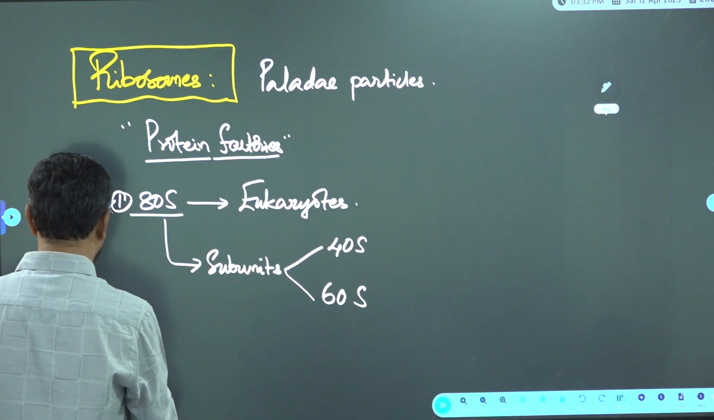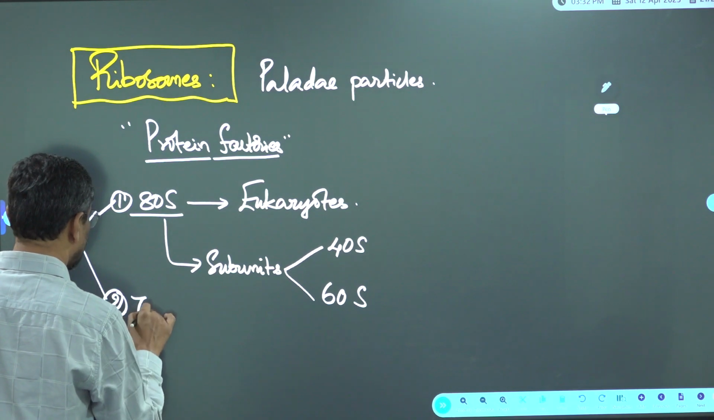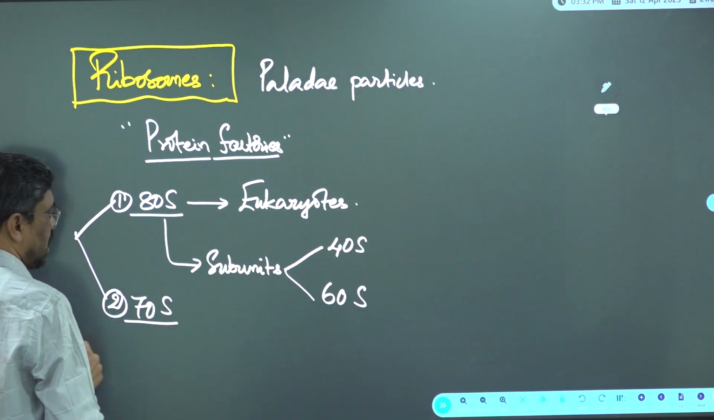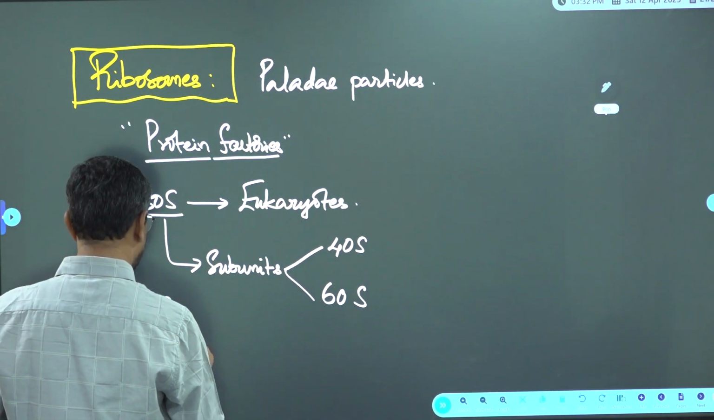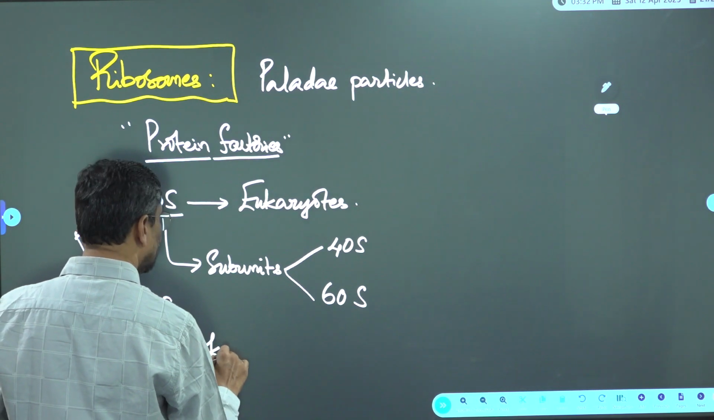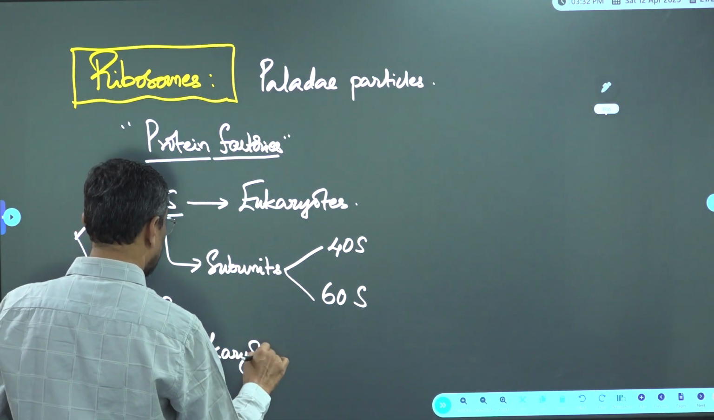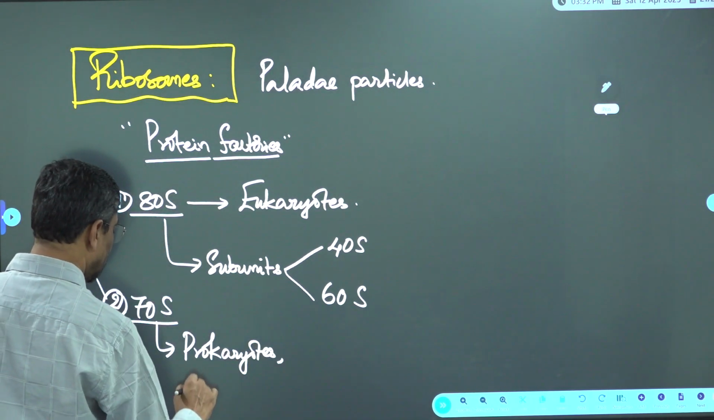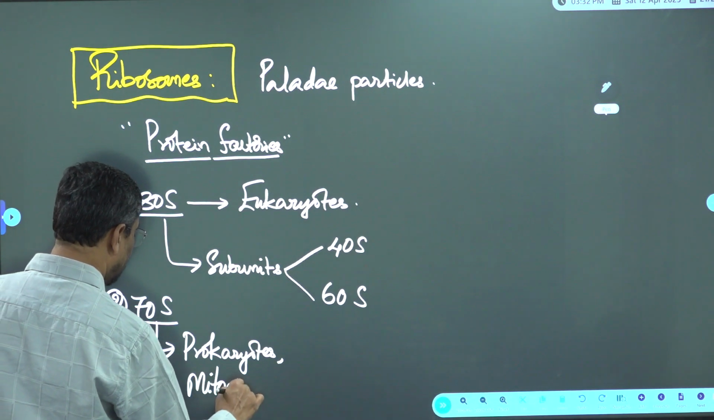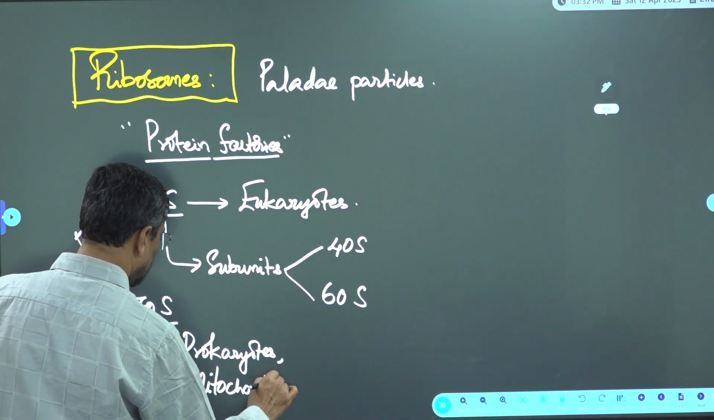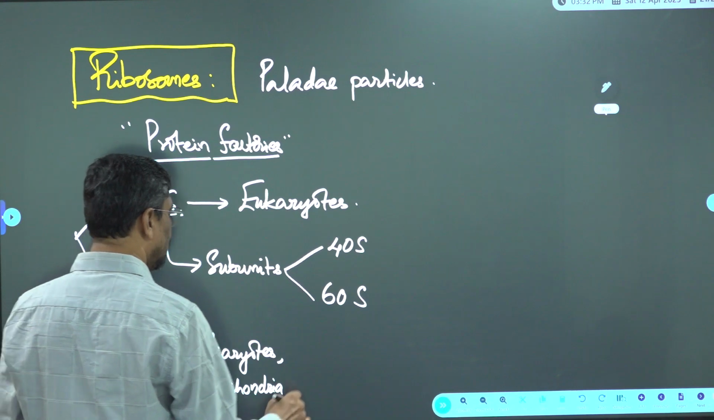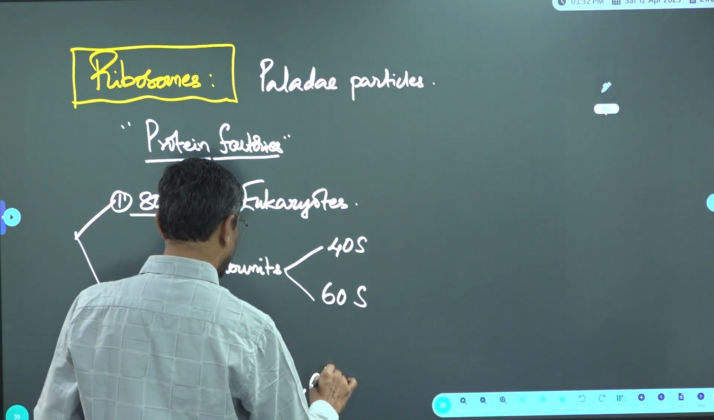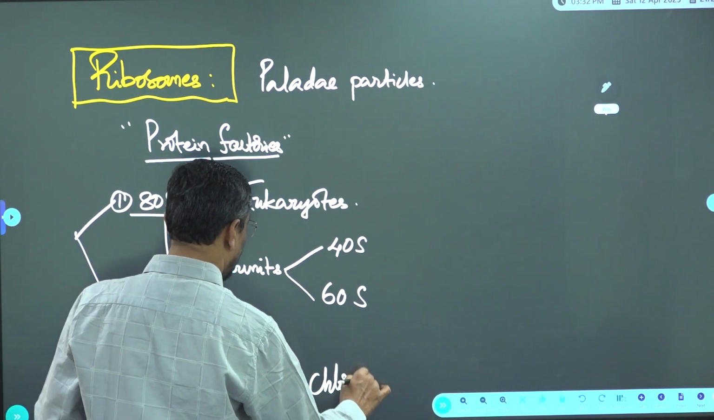And next, 70S type of ribosomes. 70S ribosomes are present in prokaryotes, and also in mitochondria and chloroplasts of eukaryotes.